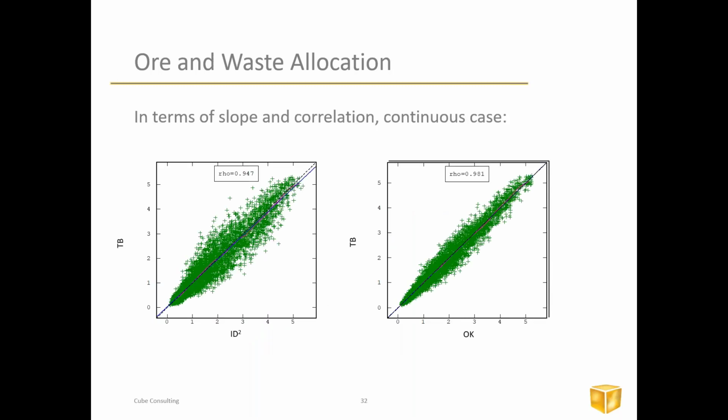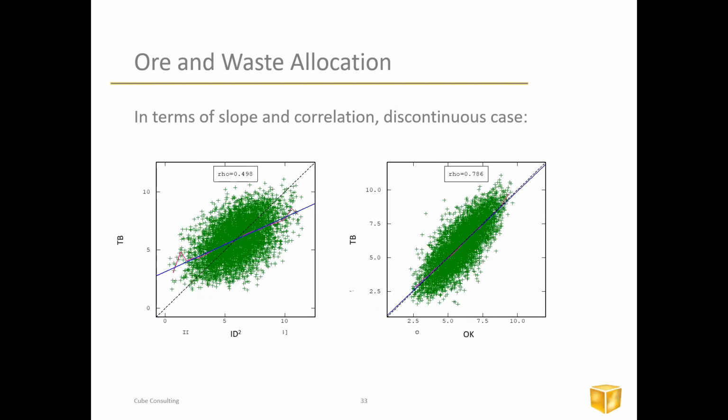So if you look at the scatter plot between the turning bands and the ID square, and the turning band and the ordinary Kriging in the continuous case, we can see they both have a slope of regression of 1, that's good. But the ID square has a lot more dispersion. The correlation is lower. Yes, they're pretty high, it's 0.947 and 0.981. It's still lower than for the ordinary Kriging.